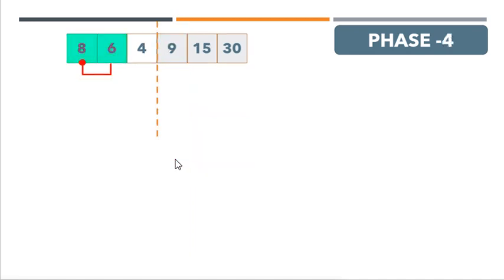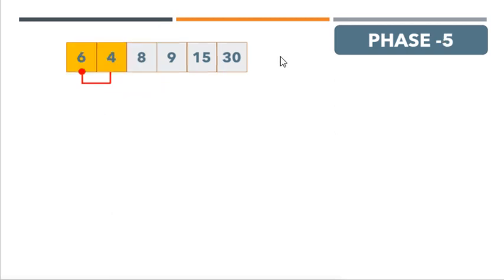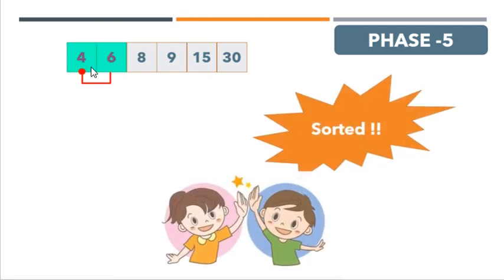Phase 4. 8 and 6, shuffle. Now 8 and 4, yes, 8 is bigger, so again swap them. Cool. So now 8 has reached its correct position. Now what is left is to sort 6 and 4. Okay, so I have reached phase 5. Iteration 5 is going on. 6 and 4 are compared. And finally you can see, wow, the array is sorted. Finally you got all the elements sorted in ascending order.